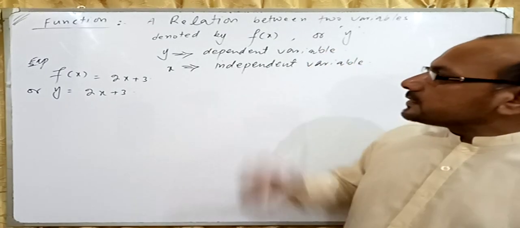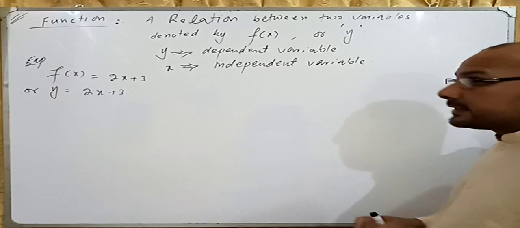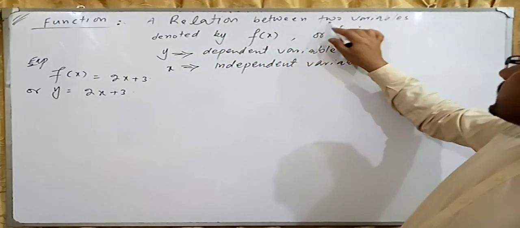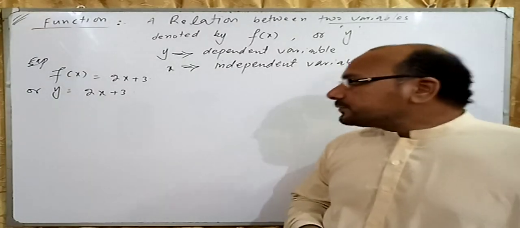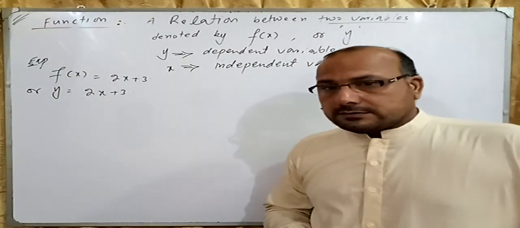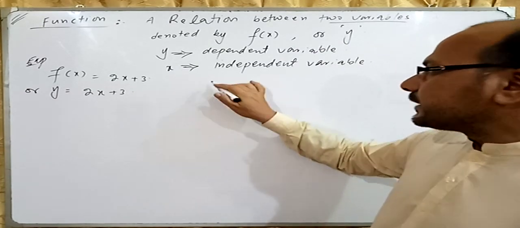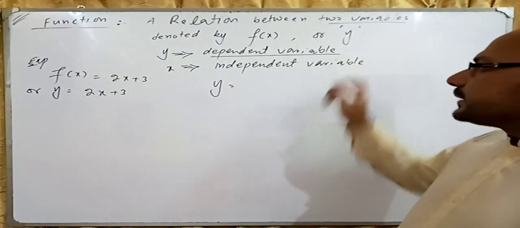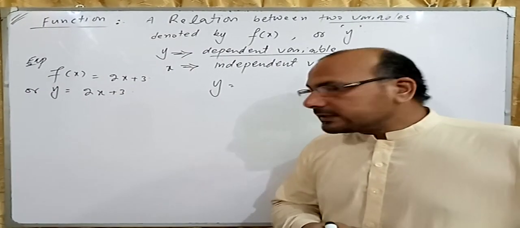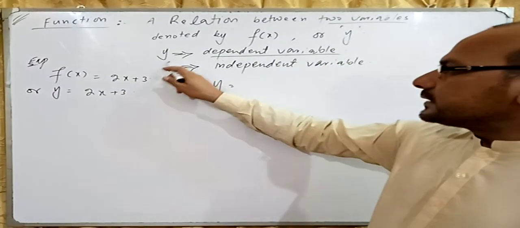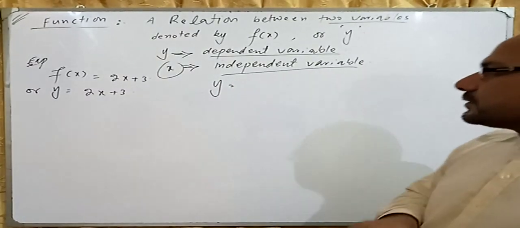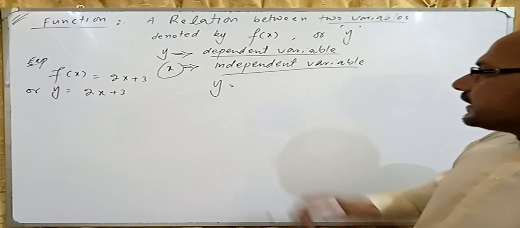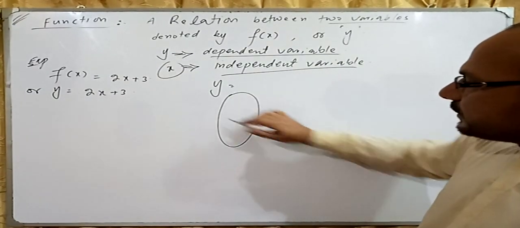Now, today's topic is function. Function basically is a relation between two variables. For example, if we denote the function by a specific variable that is called y, that is also called a dependent variable, and if we have another variable that is x, which is also called the independent variable. So function basically is a relation between these two variables.